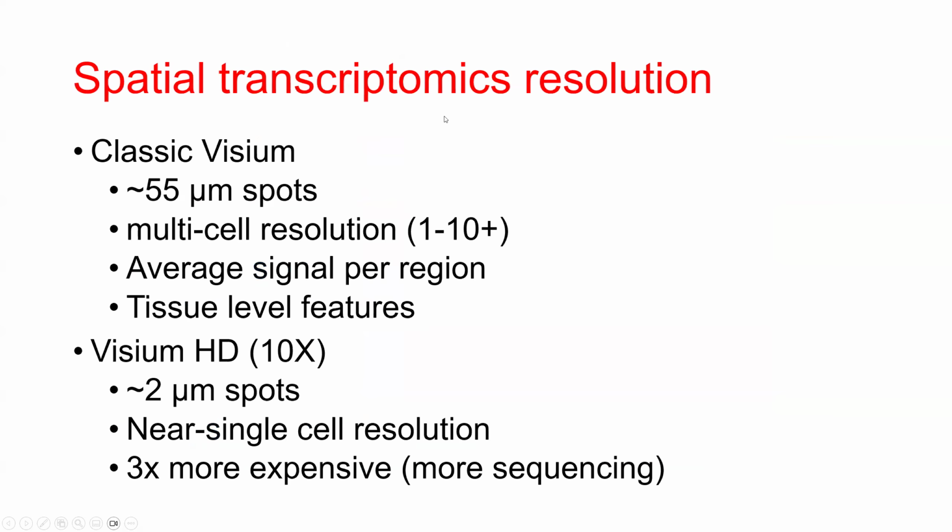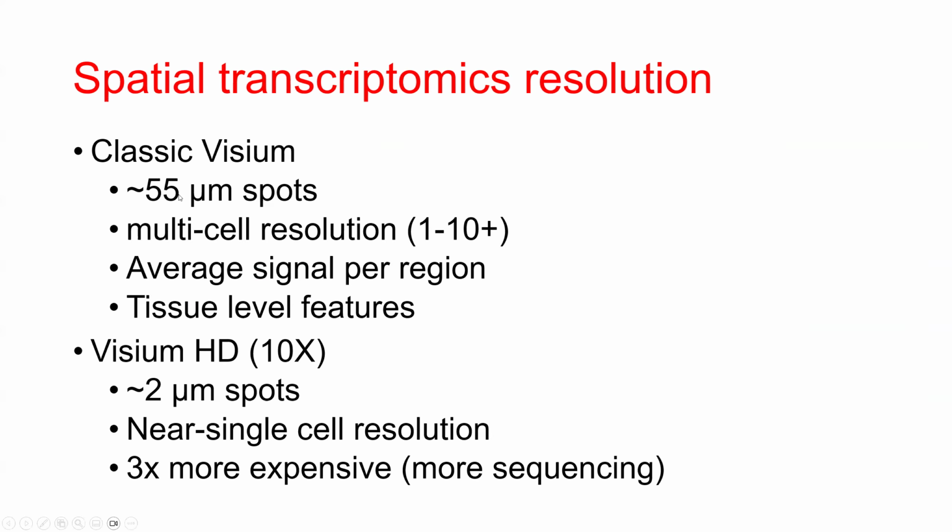Some things to think about as you set these experiments up. I don't know how much this is talked about any longer, but it's worth mentioning these things up front. When you think about classic Visium, and I'm not sure if that's what we do anymore, or if we just do Visium HD, the distinction between these two is just the size of the spot. The spot is what your tissue is lying on top of, and you're using that to identify where the transcript came from within that tissue.